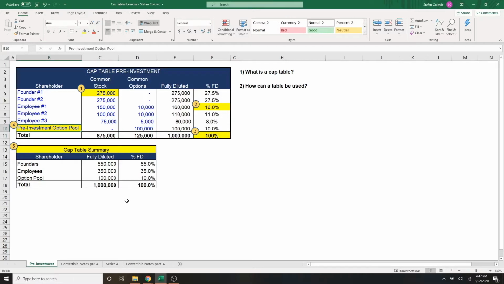Now, the one kind of quirk in this pre-investment cap table was the pre-investment option pool. Think of that as a well that we're going to slowly run dry as we start to hire more employees.